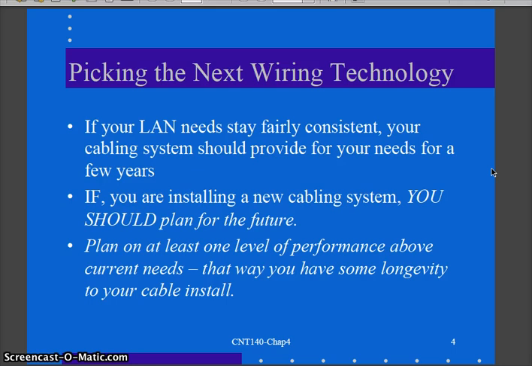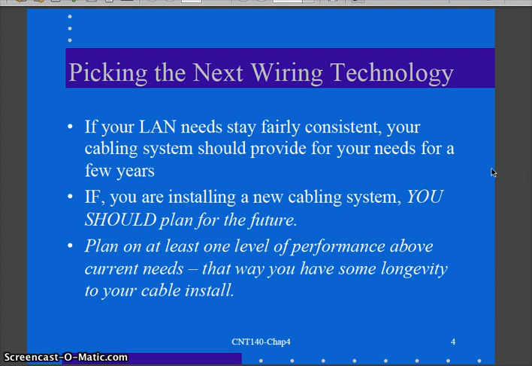So we know standards-based network NICs and devices like that are important. Our wiring is no different. If your LAN needs stay fairly consistent, your cabling system should provide for that for a few years. And if you're installing a new cabling system, you should plan for the future. So if I'm installing a cabling system today and I need gigabit to the desktop, well, I best be picking out cabling that supports that, but I also should be picking out cabling that supports the next higher level. It should be able to handle 10 gigabit to my desktop. That way I have some length in my cabling install.